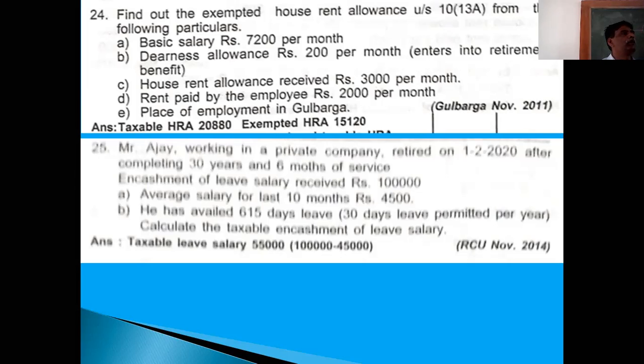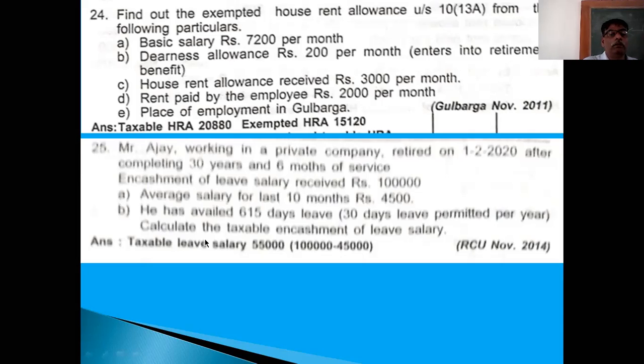Out of 915 leaves, how many leaves he utilized? 615. Then what is the number of leaves saved? 300 leaves saved. For that 300 leaves, employer paid 1 lakh rupees as encashment of leave salary. Clear? Employer paid 1 lakh rupees for that 300 days. Clear?